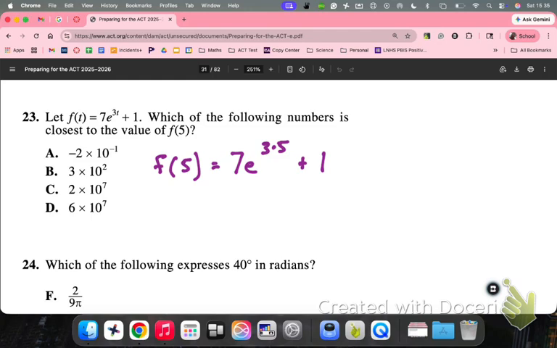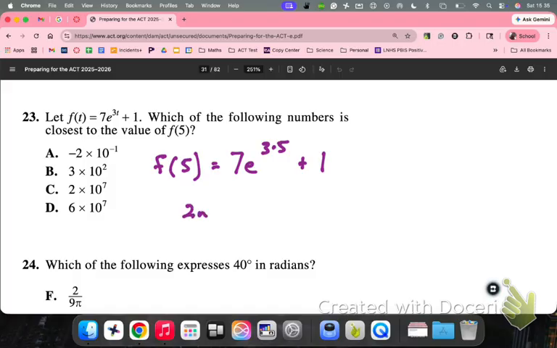7 times e raised to the 3 times 5 power plus 1. Now the question is, what in the world is e? E is the base of the natural log. So it's a constant, in the same way that pi is a constant. And if you haven't encountered it yet, that's okay. Your calculator knows about it, and here's how your calculator can find it.